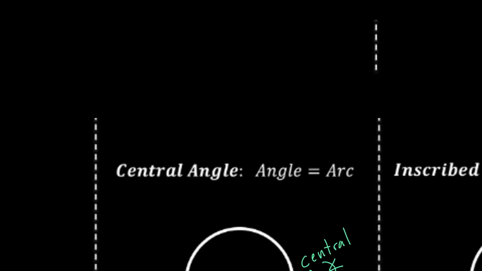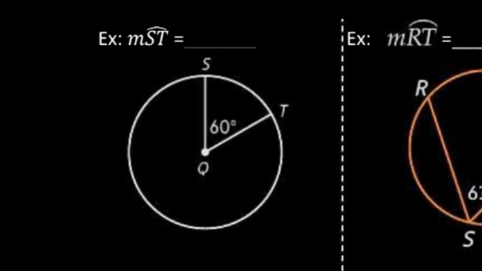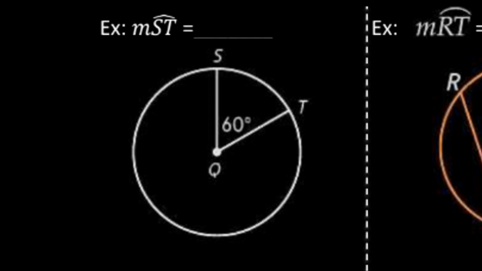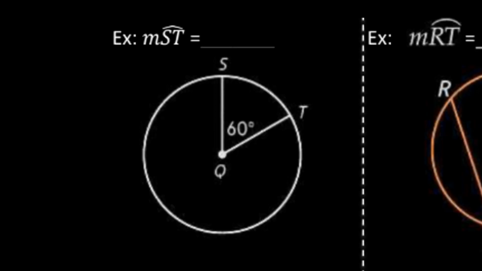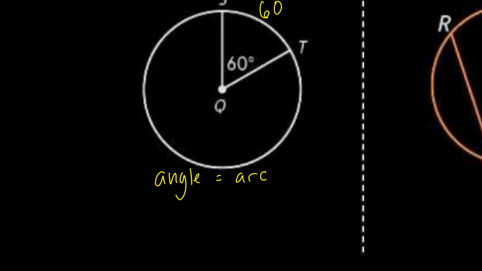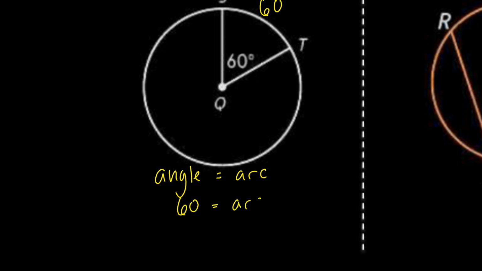So, let's go ahead and solve this central angle problem. It says find the measure of ST. What do you think that little curved line above ST means? Arc. That is the symbol to designate an arc. So it says find the measure of arc ST. 60. Why is it 60? Because we have a central angle of 60 that creates that arc. So if the angle is 60, the arc is also 60. Angle equals arc. And don't forget your degree symbols.